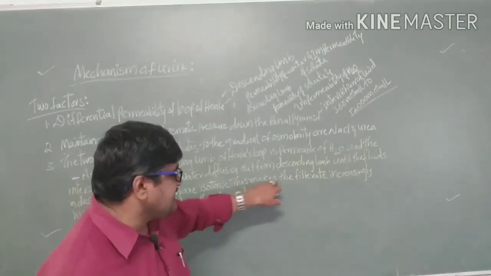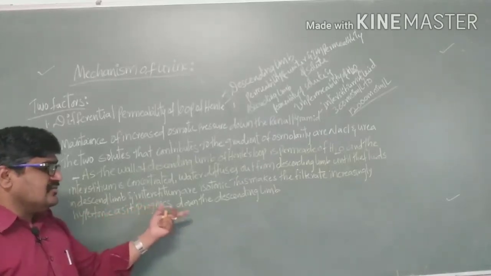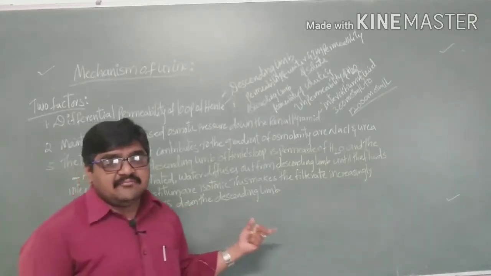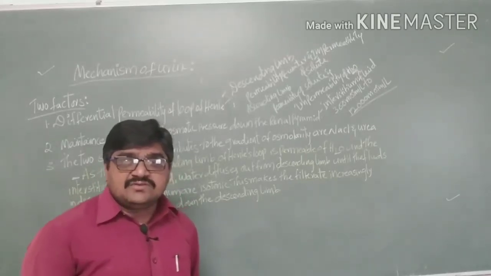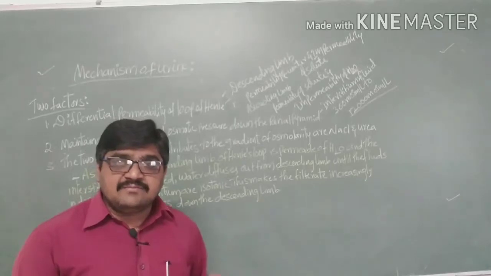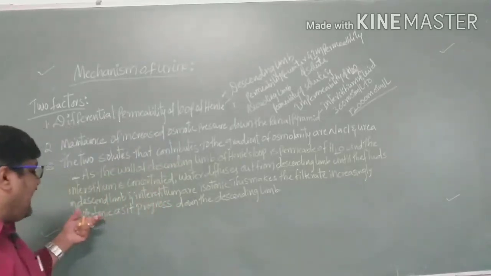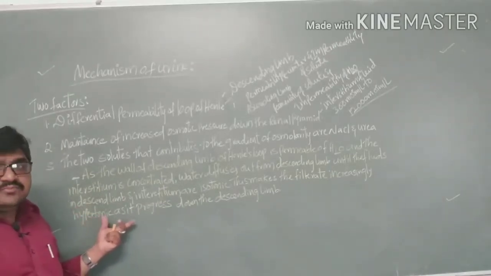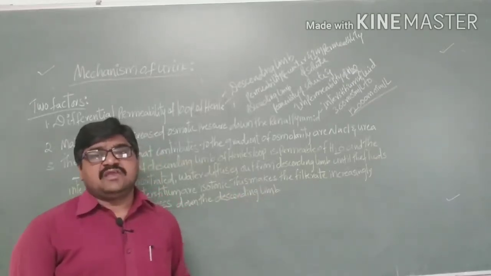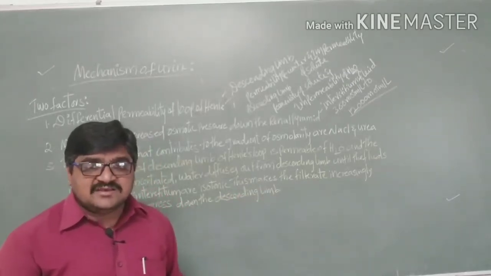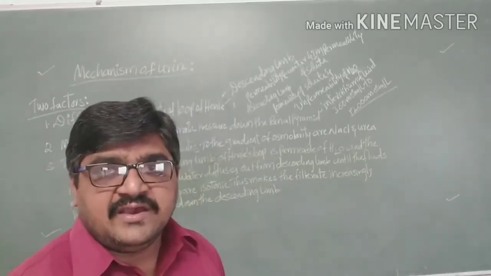And this makes the filtrate increasingly hypertonic as it progresses down the descending limb. That means the filtrate becomes more concentrated, becoming a hypertonic solution as it progresses in the descending limb. Next, there are several sequential steps, which will now be discussed.